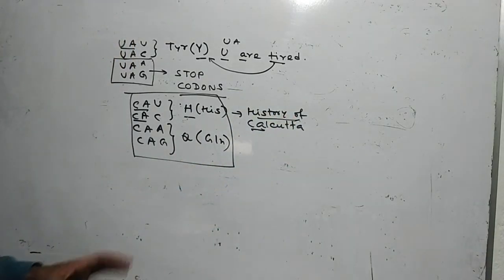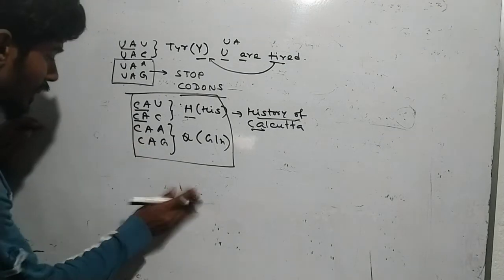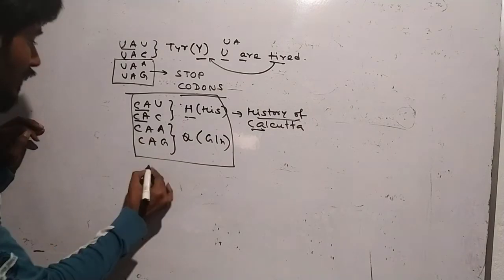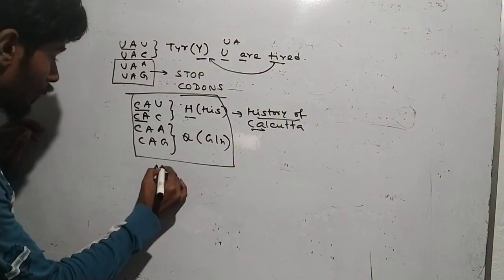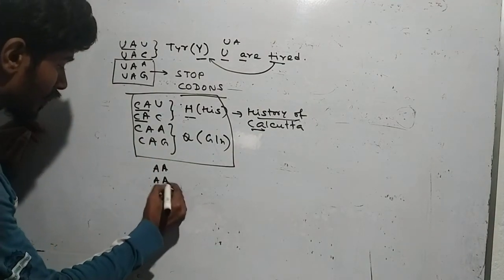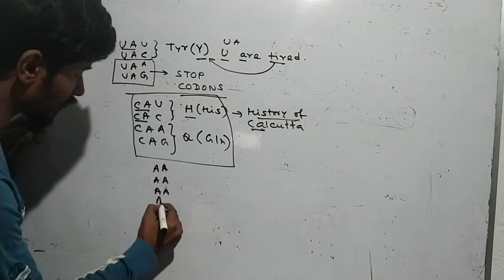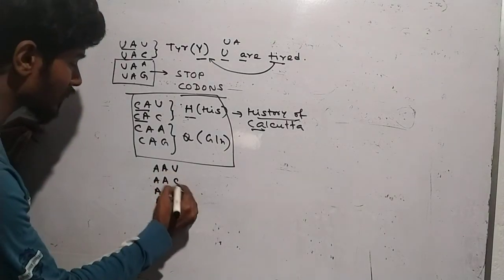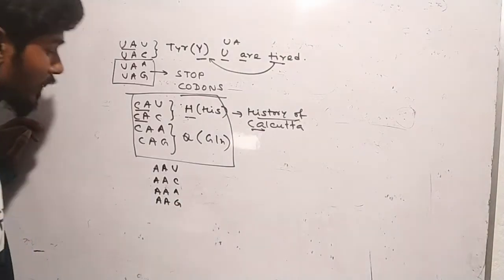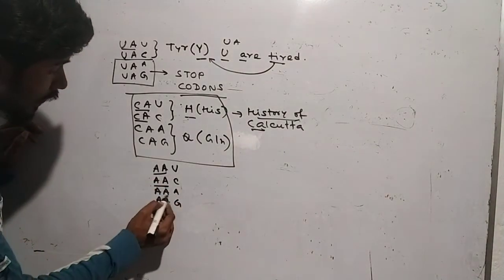Now we will be going for the next row, that is A. So AA will be the first two letters of the codon and UCAG. Now the first letters are A.